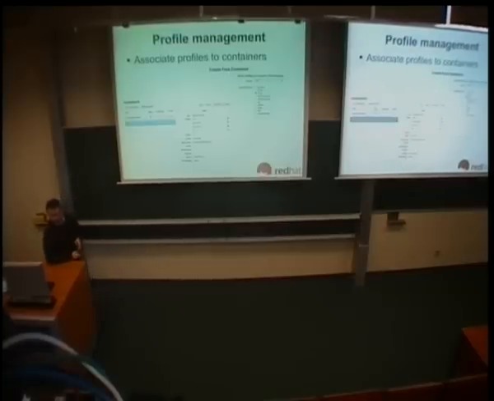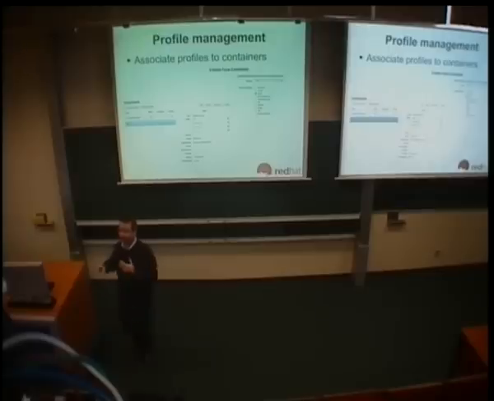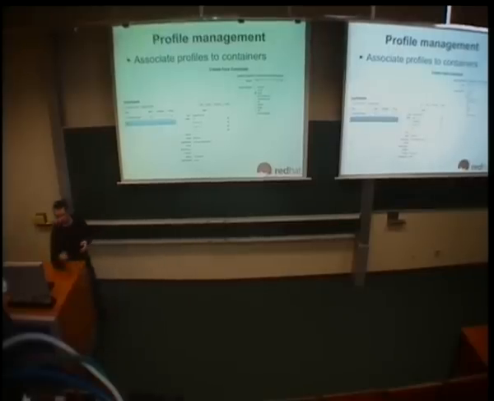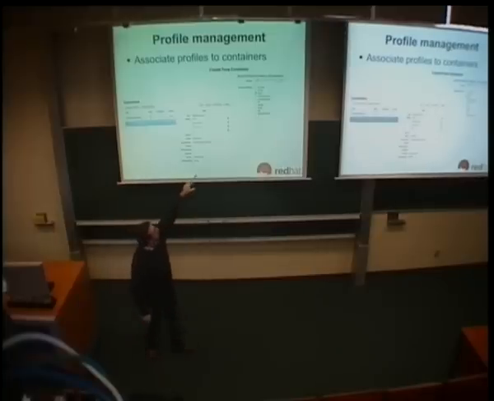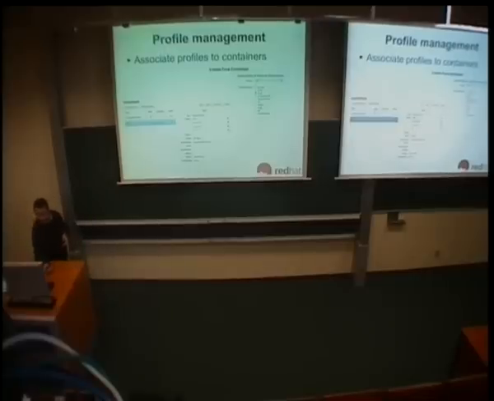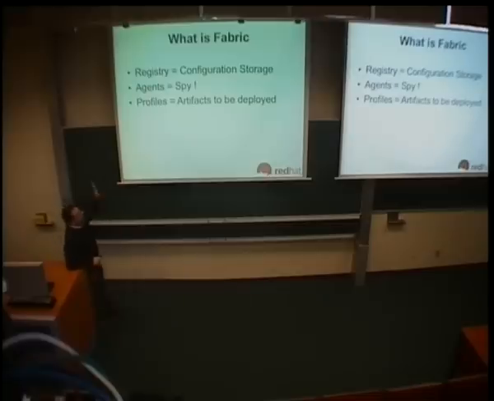Once we have containers and profiles, we need to associate a set of profiles to a container, which is done using these screenshots. This is a list of containers, and we can see details about each container. And we can change the profiles that are associated with a given container. So this is really the rough thing that you can do with Fabric. I just want to give some details about how it's done internally and how it's managed so that you can see a bit more about what is possible.